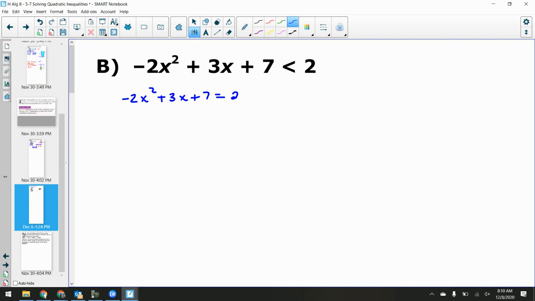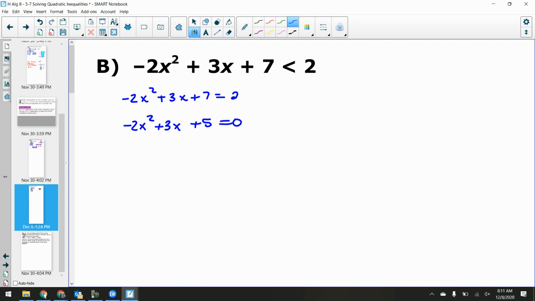Okay, well, let's subtract over the 2. Negative 2x squared plus 3x plus 5 is 0. Okay, so now we go through the process of trying to see what our best route to take is in terms of solving the quadratic. Okay, people, do I want to try to complete the square?